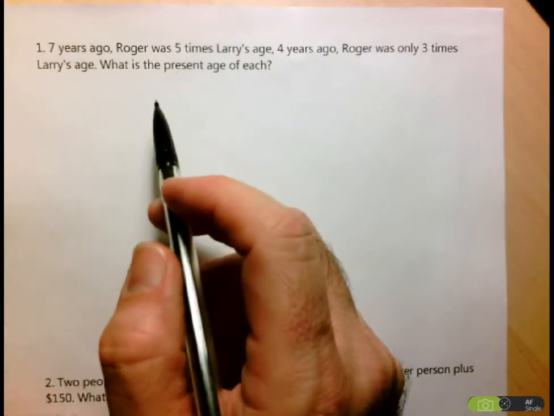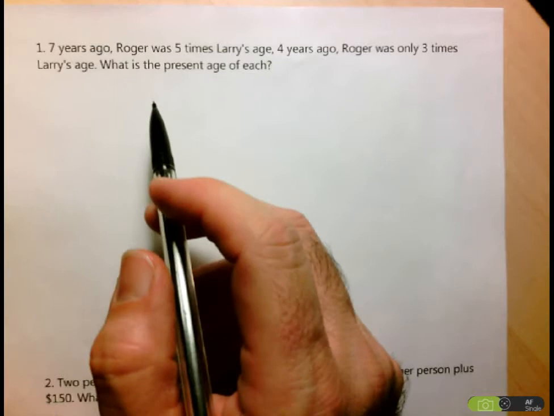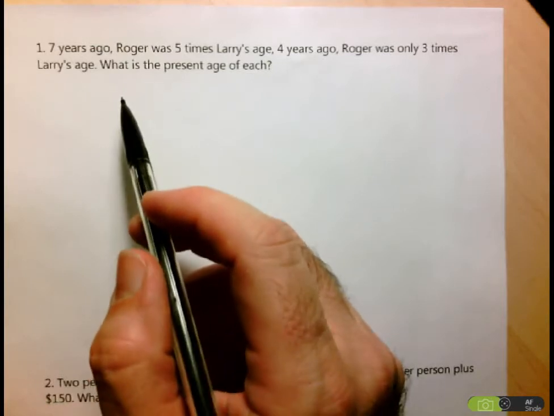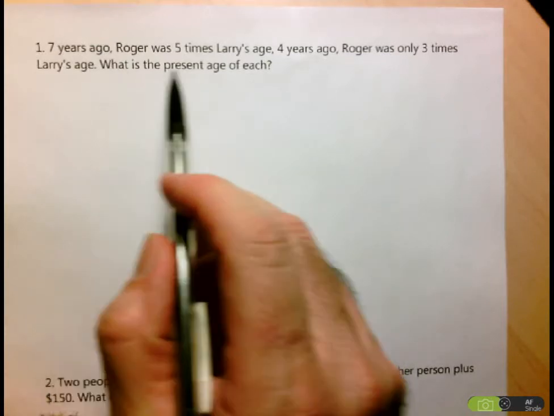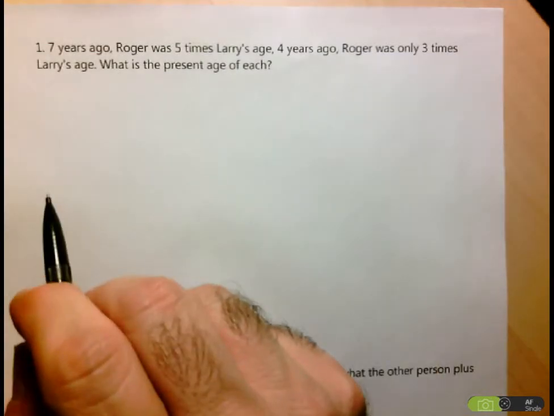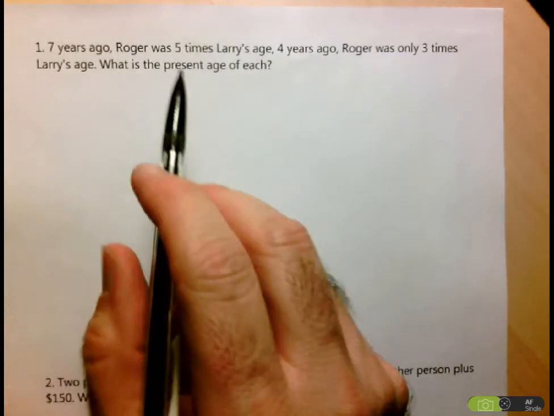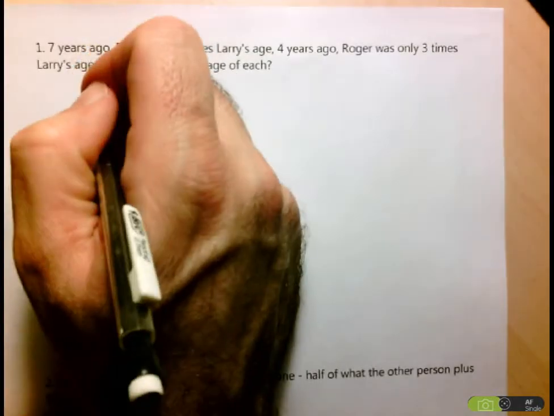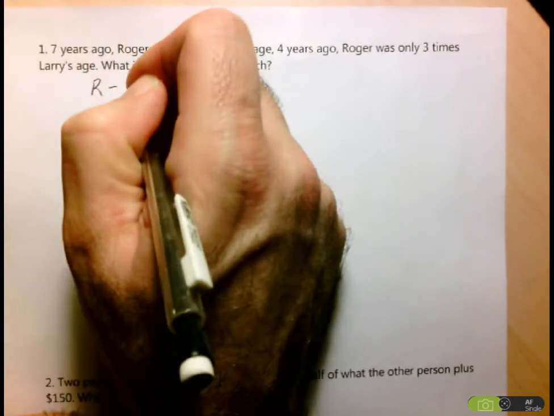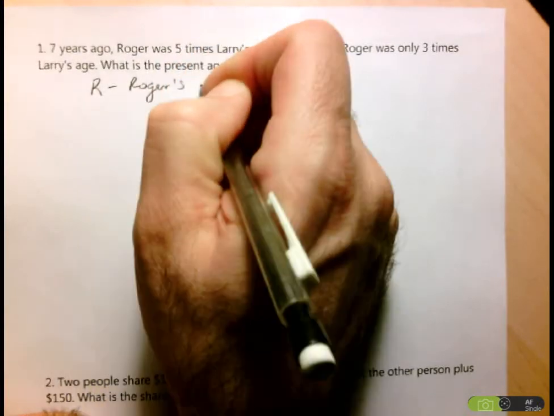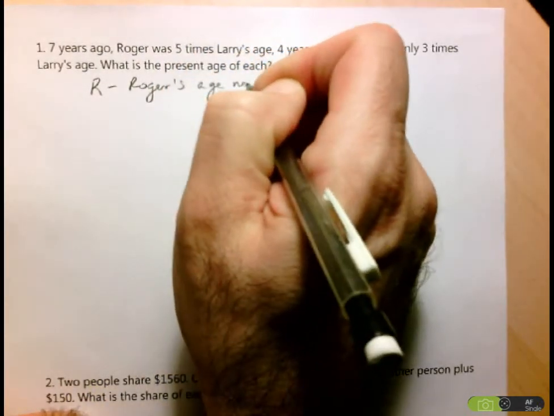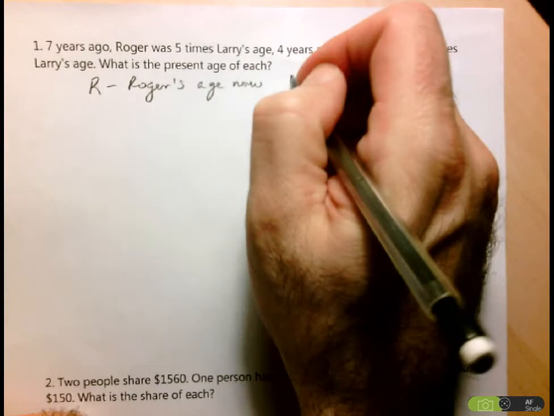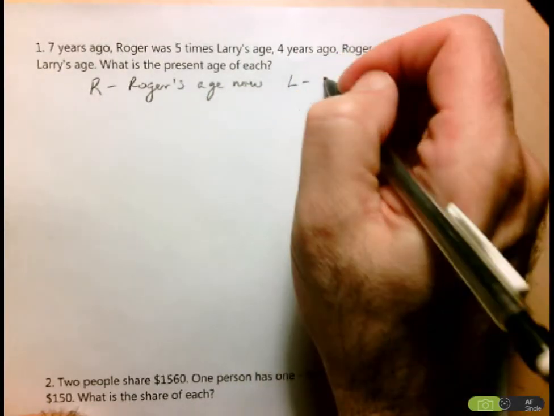Okay, so what we need to do is create some equations to solve this problem. But before that we need some variables that we're going to use. And usually it's in the question that you can determine what your variables should be. So it says what is the present age of each? So those are going to be my variables. So I'll let R be Roger's age now, and I'll let L be Larry's age now.